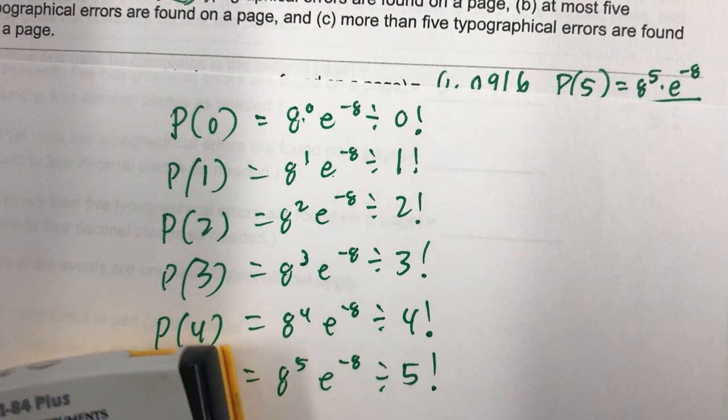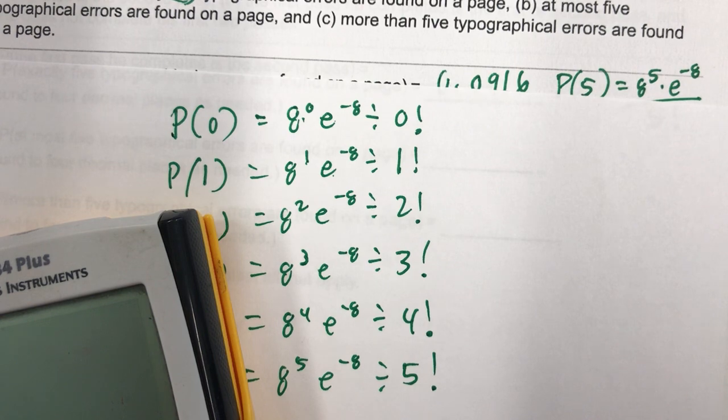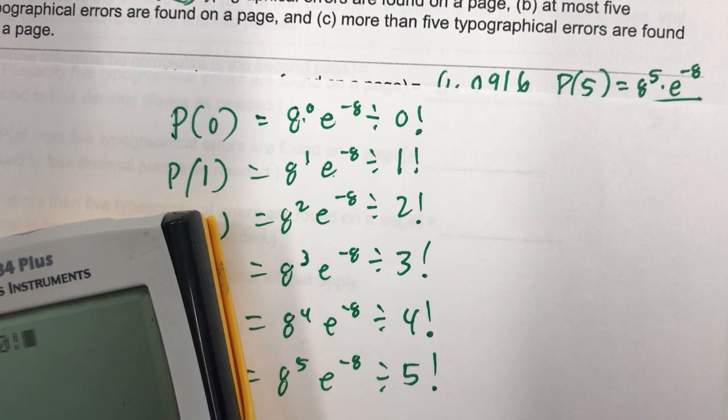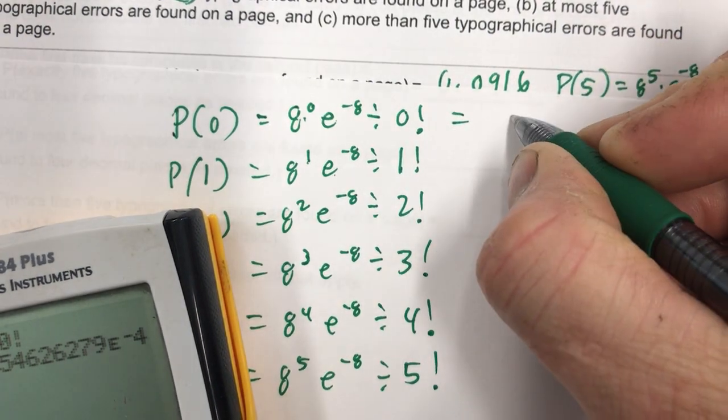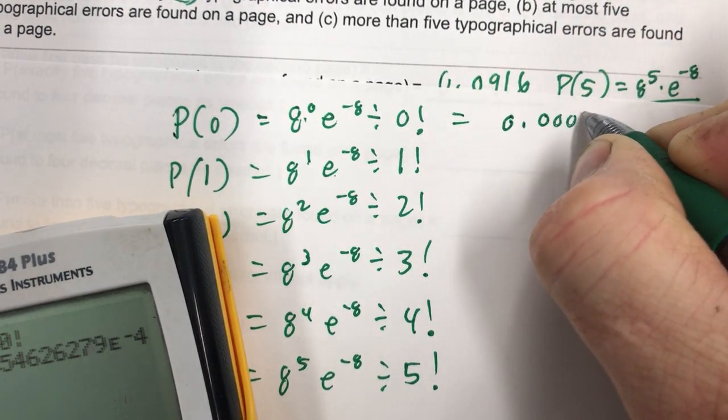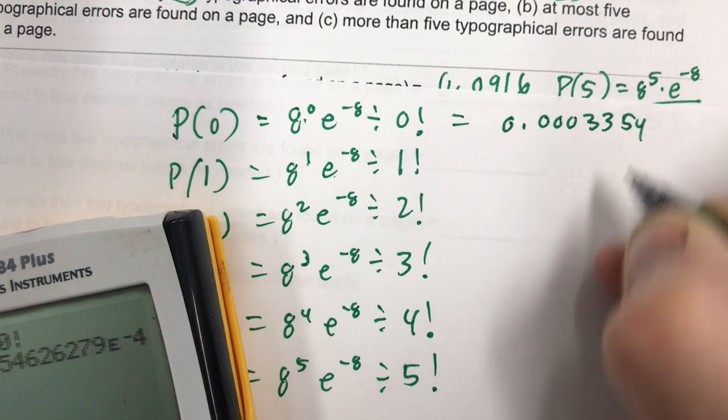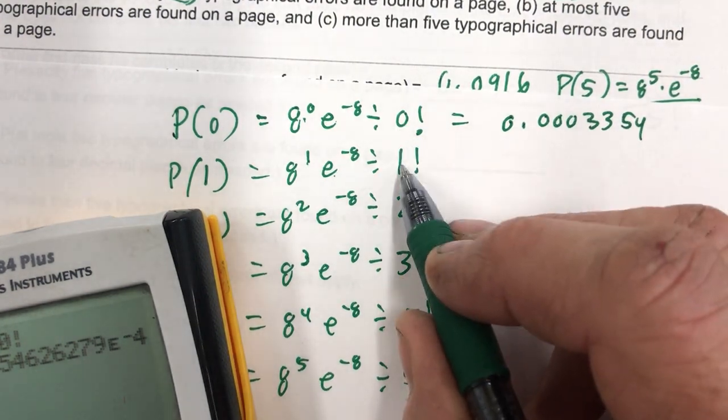Okay, so 8 to the 0 power. Then I have e to the negative 8 power, and I'm going to divide by 0 factorial. All right, so it all looks good. Here's what I get: 0.000334. Now I'm going to go up there and change my zeros to 1s.